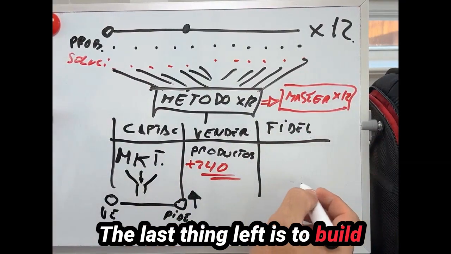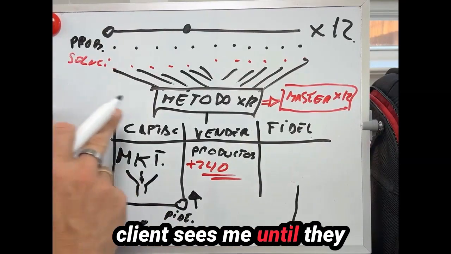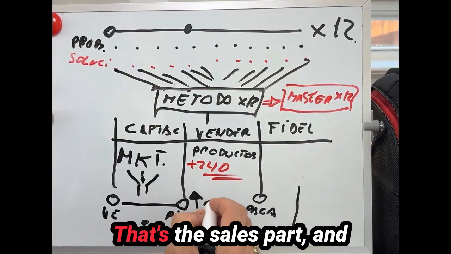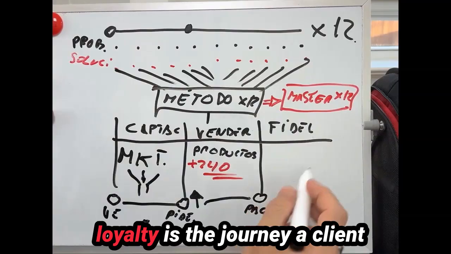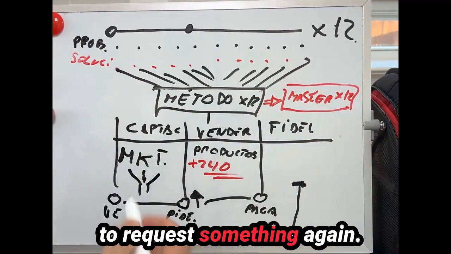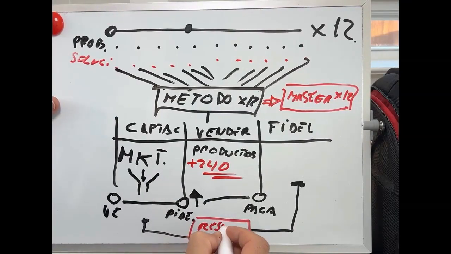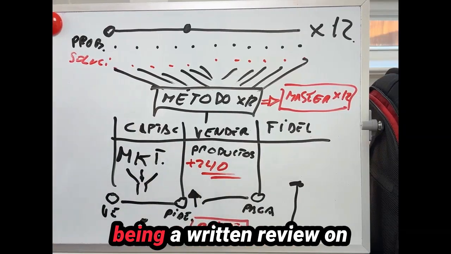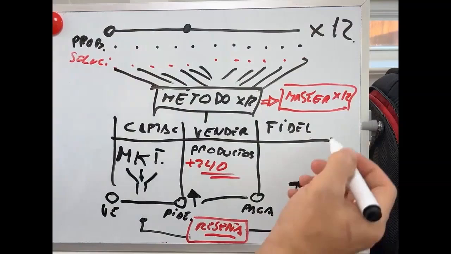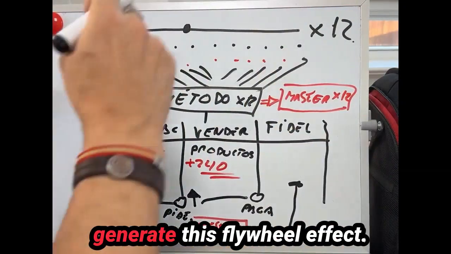The last thing left is to build loyalty so that the client always comes back here. From the moment a client sees me until they request something, that's called acquisition. From the moment they request something until they pay me, that's the sales part. And loyalty is the journey a client takes from the moment they pay me until they come back to request something again. Nowadays, it is essential for a client to leave me a review. Ideally, besides being a written review on Google, Facebook, TikTok, or wherever, it's a video review that I can automatically post on my social media to generate this flywheel effect.